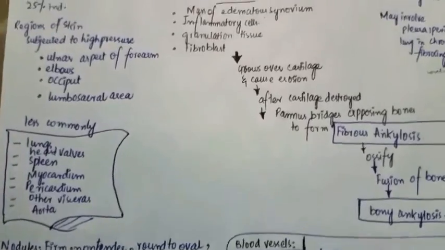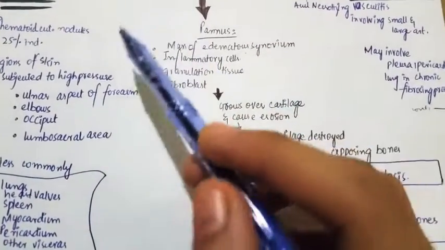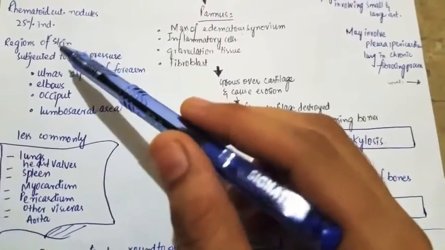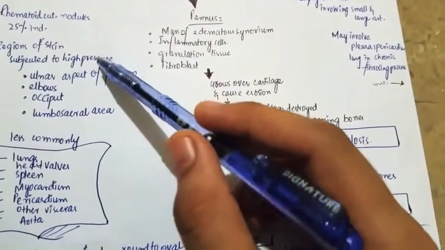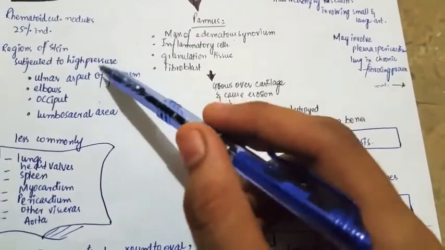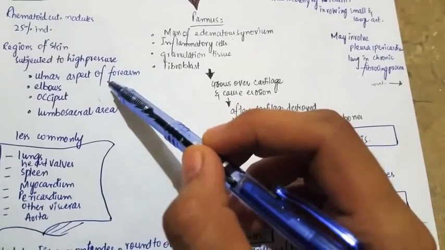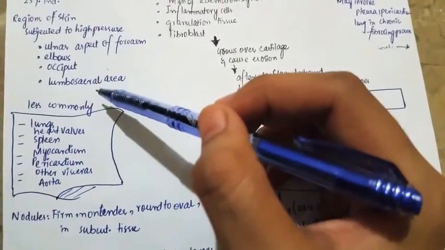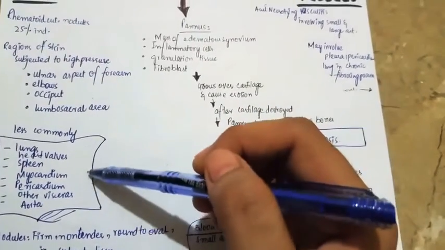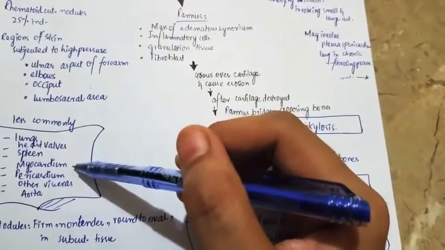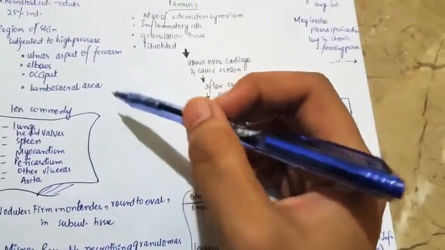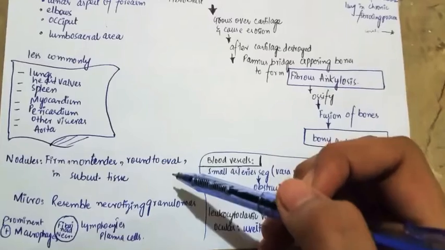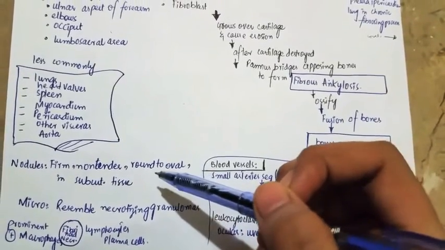In the skin, we can see the rheumatoid cutaneous nodules, which are present in 25% of individuals. These nodules are present in the regions of the skin which are subjected to high pressure, like the ulnar aspect of the forearm, elbows, occiput and the lumbosacral area. Less commonly it will involve the lungs, heart valve, spleen, myocardium, pericardium, other viscera and the aorta. These nodules are firm and non-tender, round to oval, in the subcutaneous tissues.